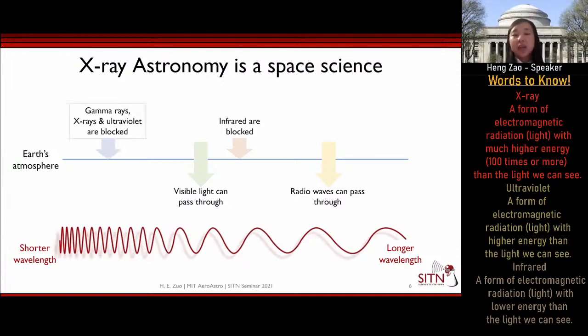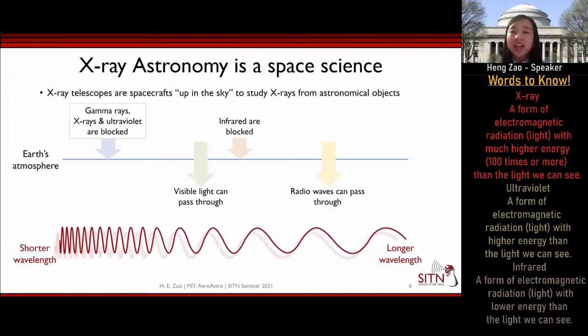On the very short end, we have gamma rays and X-rays or ultraviolet. They're all blocked by the Earth's atmosphere. So to detect those, we have to put the X-ray telescopes up in the sky. That's why it's a space science. We want to detect things from above the Earth's atmosphere from these astronomical objects. And this is good, because the Earth's atmosphere can protect us from these very high energy radiations. That's good for life on Earth. But if we want to do astronomy, then we have to figure out a way to put things on top.